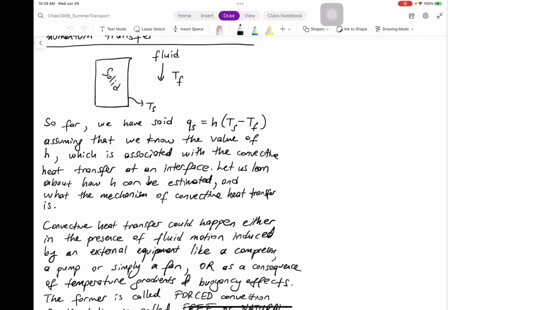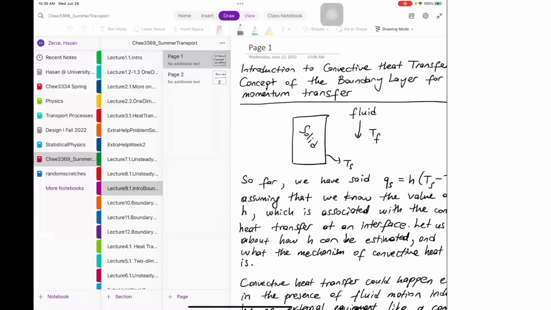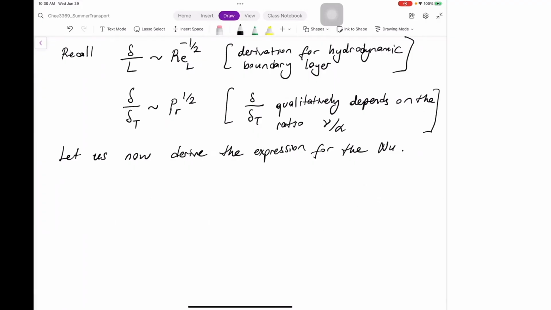But we said, let us learn how h can be estimated. We want to estimate h, and the most direct way to estimate h is by knowing the Nusselt number. And it's always the case: if you know the flow conditions, you first try to calculate the Nusselt number. Then, since the Nusselt number gives you an expression relating h to the conductivity of the material, k, you can solve for h. So that's the reason why we are obsessed about the Nusselt number. We want to desperately know what the Nusselt number is for a problem.